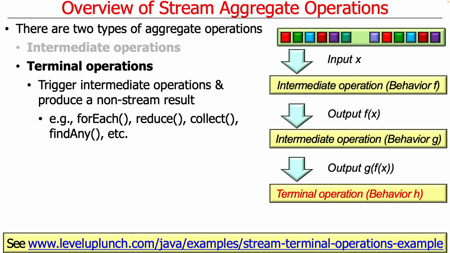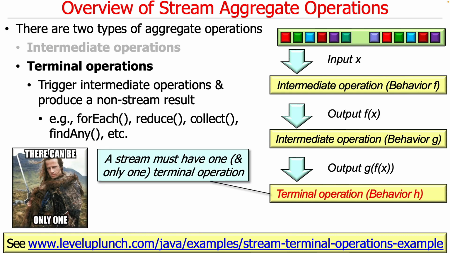The other kind of operations are the so-called terminal operations. These are the operations that trigger the intermediate operations, because remember, everything's lazy till the terminal operation is hit. And they also produce a non-stream result. So these would be things like forEach, reduce, collect, find any, and so on and so forth. Remember that a stream can only have one terminal operation, and if you want the stream to run, you have to have one.